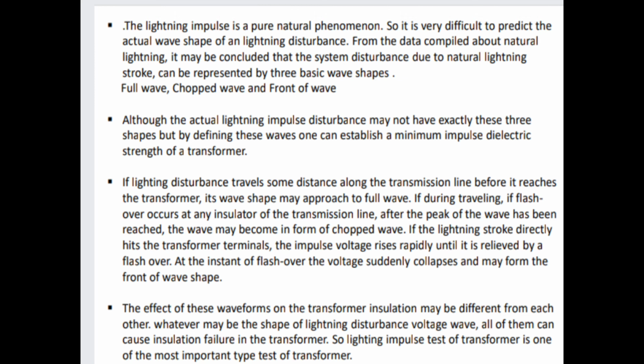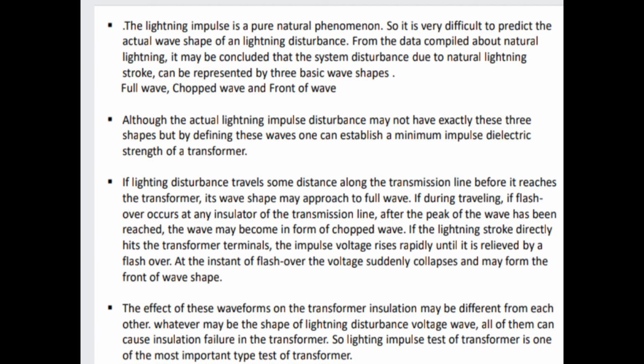So, the lightning impulse is a pure natural phenomenon. So, it is very difficult to predict the actual wave shape of the lightning disturbance. From the data compiled about natural lightning, it may be concluded that the system disturbance due to a natural lightning stroke can be represented by three basic wave shapes: full wave, chopped wave, and front of wave.